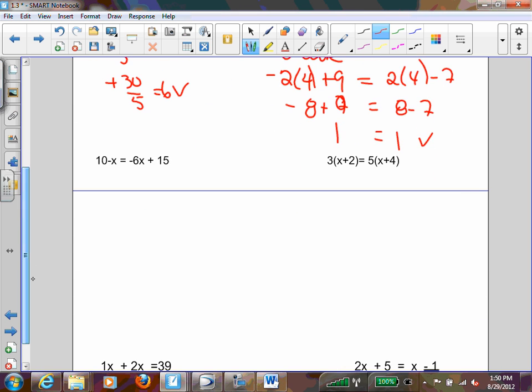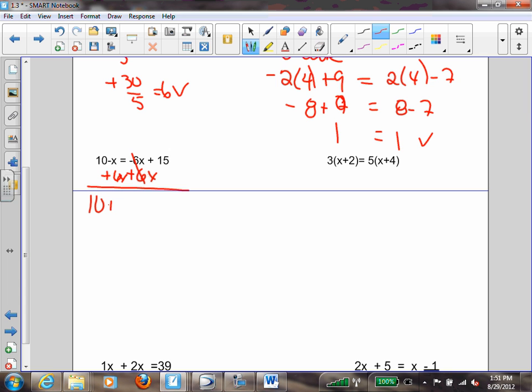All right, so here, what do I do first in this problem? Okay, I can add 6x. There's never one right answer. So I get 10 plus 5x plus 15, or equals 15. Right? Negative 1x plus 6x is 5x, right? What am I going to do now?